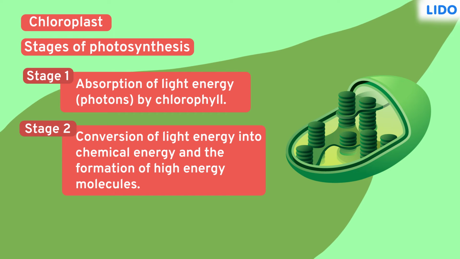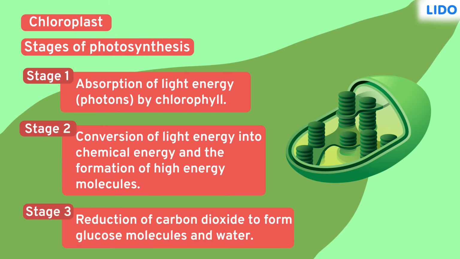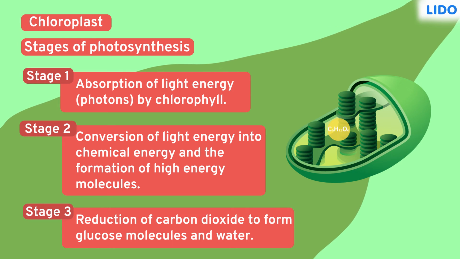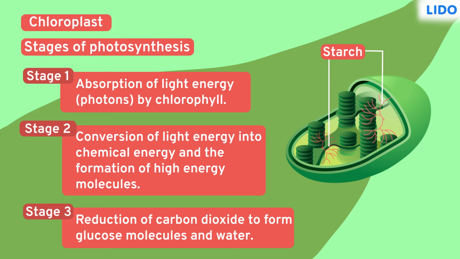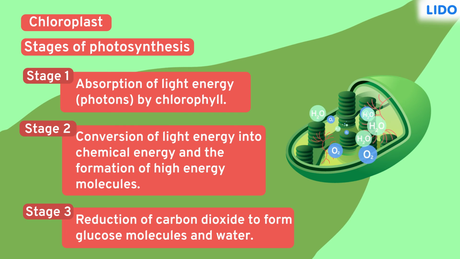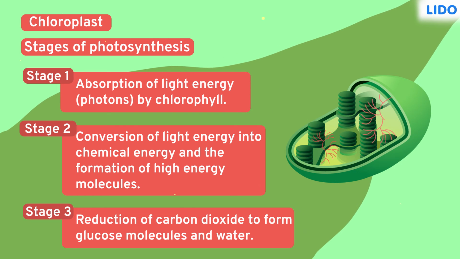In the third part, ATP and other energy molecules help in the reduction of carbon dioxide to form glucose molecules and water. This reaction takes place in the stroma. The glucose molecules are stored in the form of long chain molecules as starch in the leaves, roots, and stem. Water vapor and oxygen are released from the stomata.